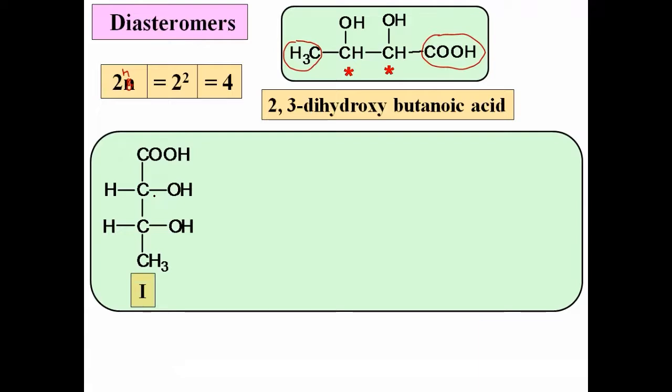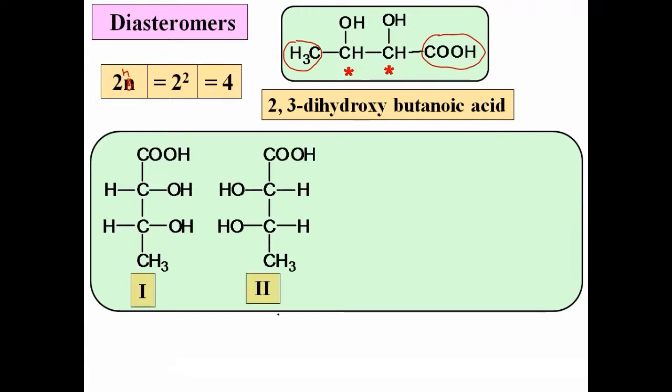Now let us see the next possible stereoisomer for the same compound. This is the second possible stereoisomer. In the first case we have shown both the OH groups at the right hand side, while in the second case both the OH groups are shown at the left hand side. Okay, this is the second possible stereoisomer.